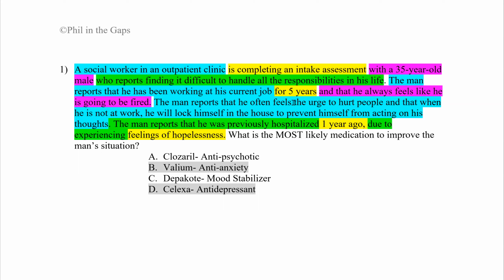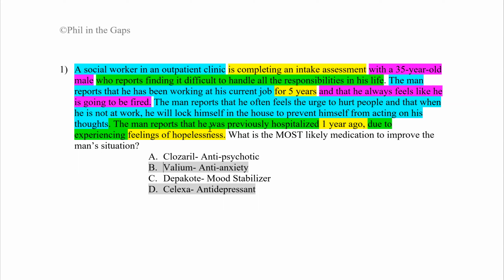So now we have to ask ourselves, does he have a psychotic disorder or does he have a mood disorder of some sort? So if we think about it, he's feeling overwhelmed. He's been at his job for 5 years. He's feeling like he's going to get fired. So he may have some paranoia or delusions. He's having the urge to hurt people. So he may be having external stimuli of what's going on in the situation.